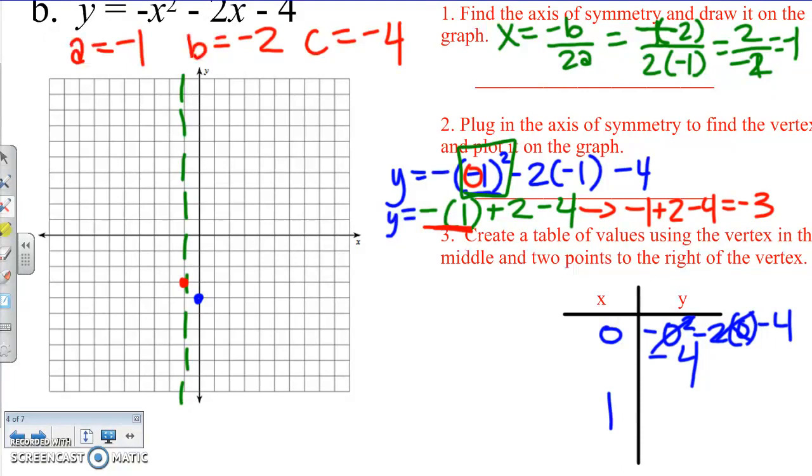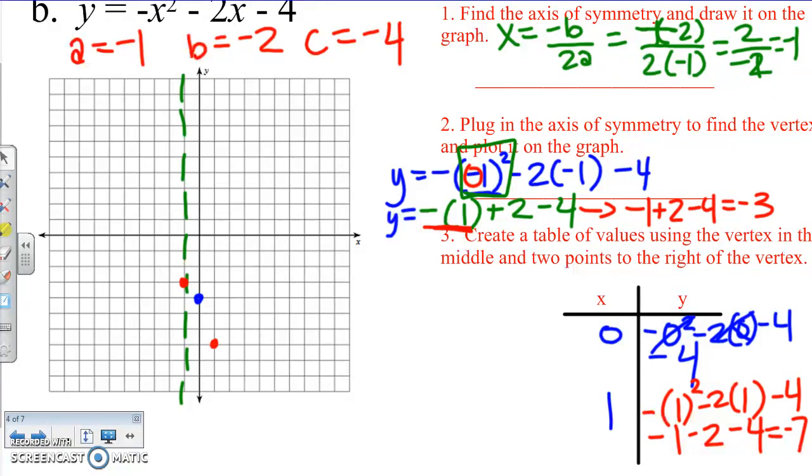And if I plug in 1, being careful, -1 squared minus 2 times 1 minus 4. That 1 squared becomes positive 1, but there's a negative on the outside, so it's going to be -1 minus 2 minus 4. That's going to give me -7. So I'm going to have another point at positive 1, -7.